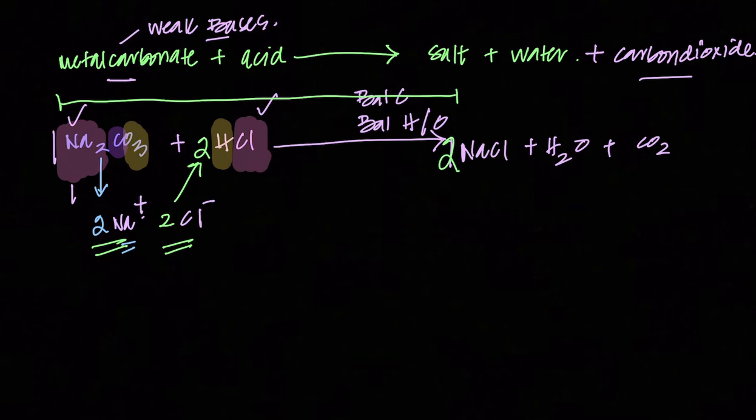Now balance out the carbons. You have 1 carbon here and 1 carbon here. Carbons are balanced. How many hydrogens do you have? 2 hydrogens here and 2 here. Everything is balanced, right? Easy peasy lemon squeezy.